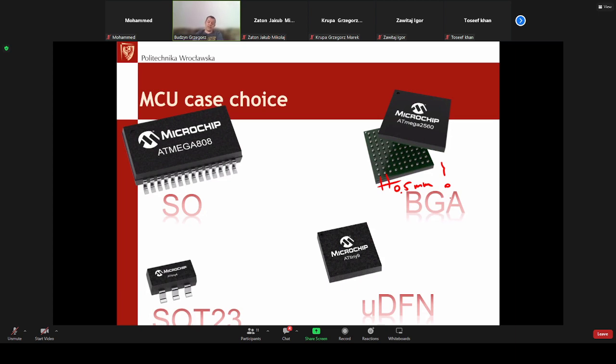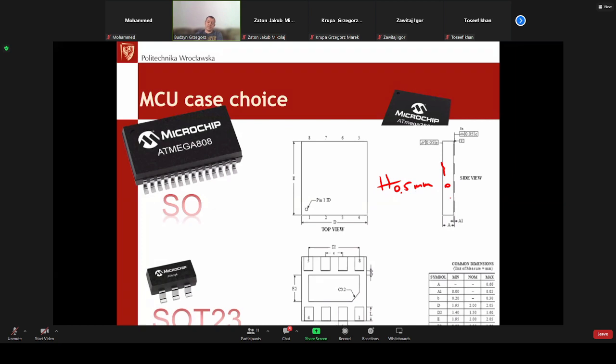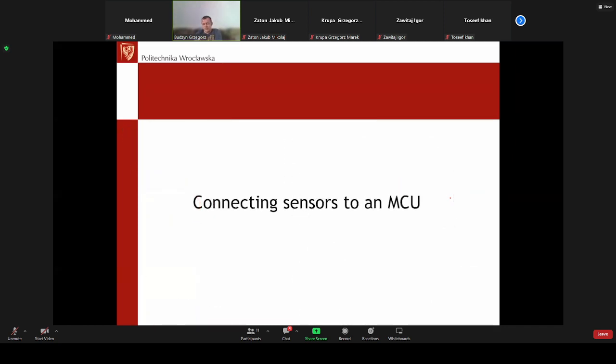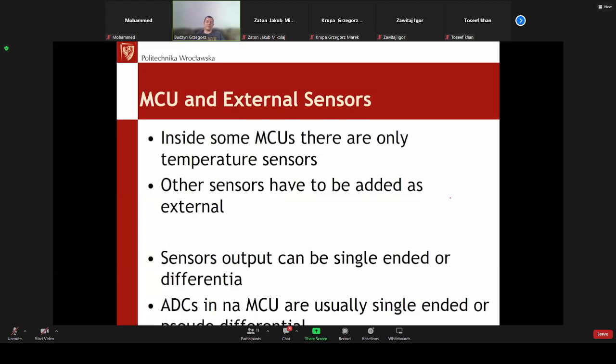DFN, an even smaller case as well, is possible because it's similar to QFN for a small pin count. This DFN would do as well. So then we have our microcontroller, and then the vital part of our lecture: connecting sensors to an MCU.